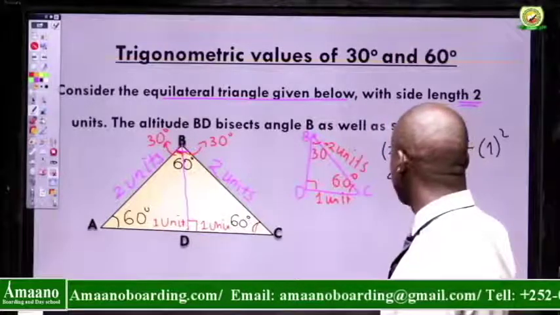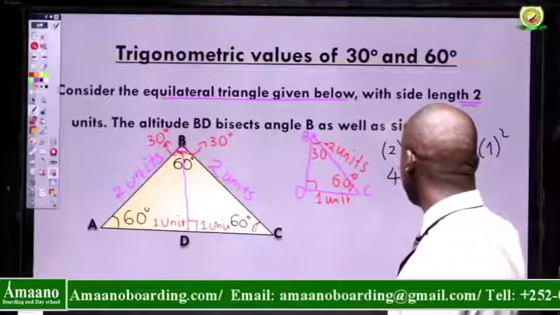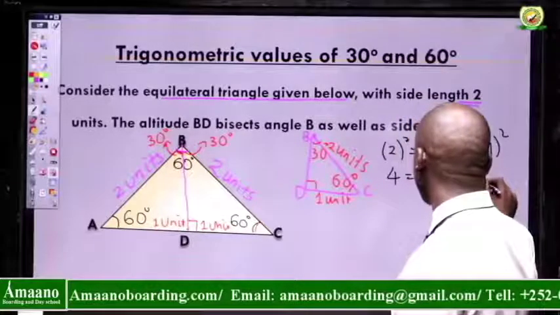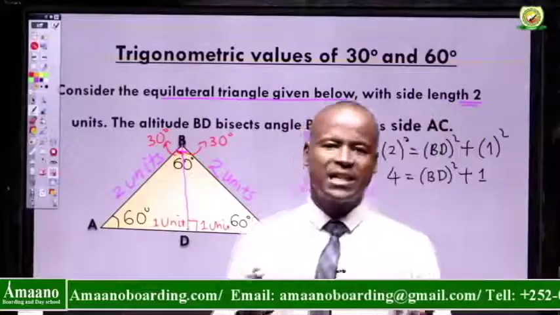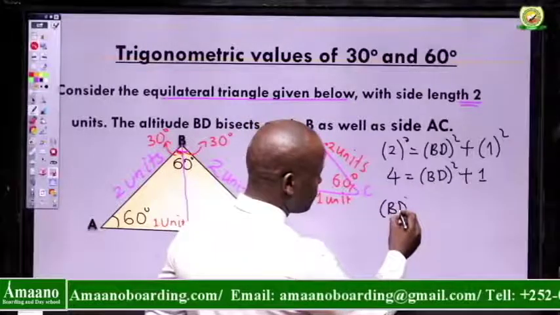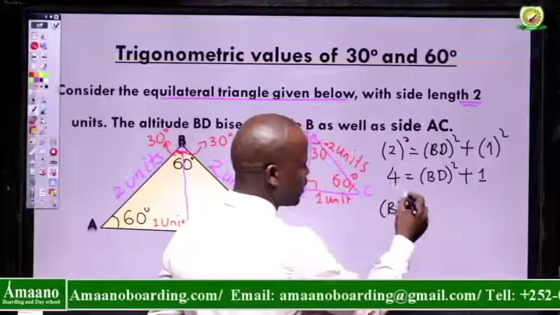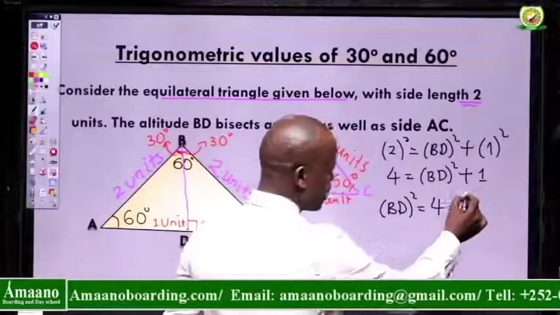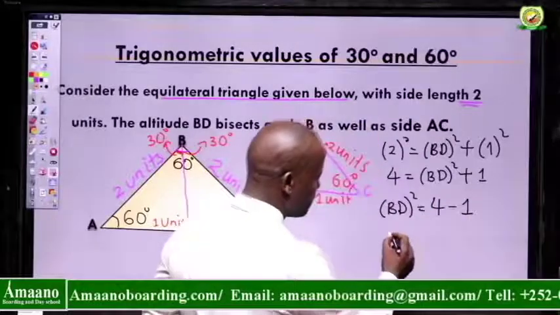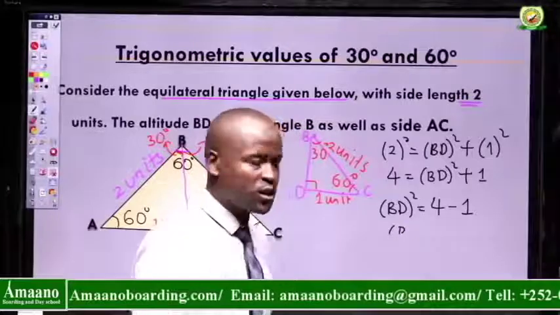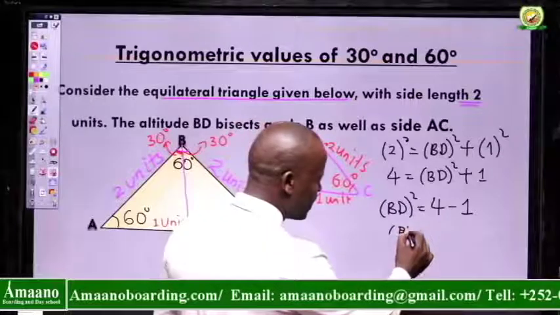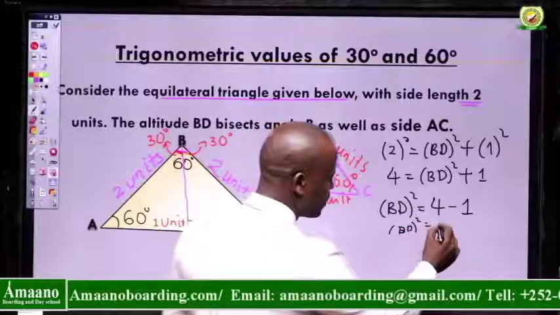So we have 4 square units here, which is equal to BD the whole squared plus 1 squared, which is 1. Now rearrange this, that means collect like terms together. So we have BD the whole squared is equal to 4, then switch this 1 to this part, plus 1 will change into minus 1. So BD the whole squared is equal to 4 minus 1. 4 minus 1 is 3. So BD the whole squared is equal to 3.